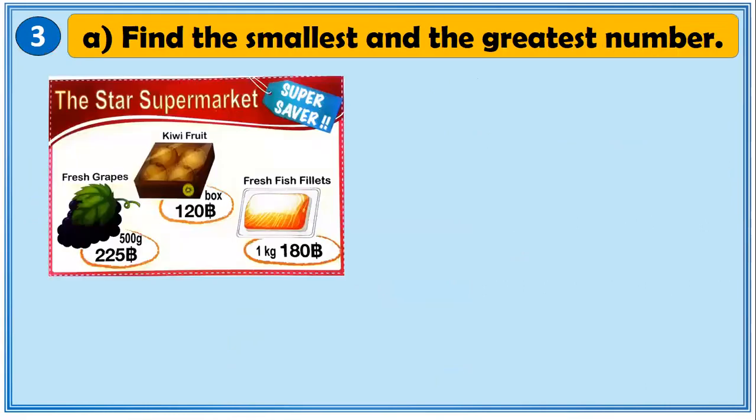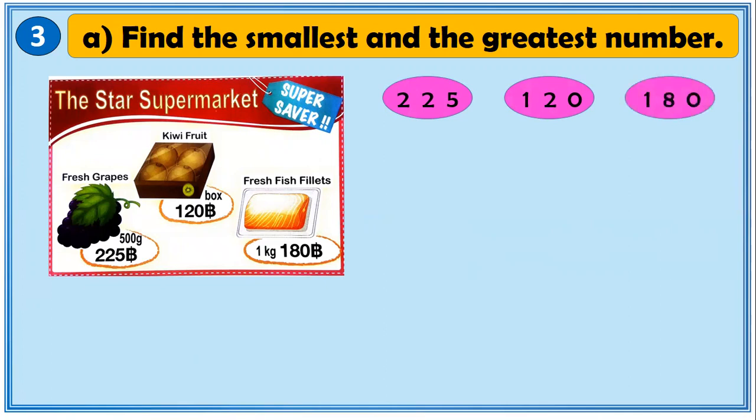All right. Now let us have example number 3. Find the smallest and the greatest number. So we have here fresh grapes amounting 225 baht. Then we have kiwi fruit which cost 120 baht. Then we have fresh fish fillet which cost 180 baht. Okay, so we have 225, 120, and 180.